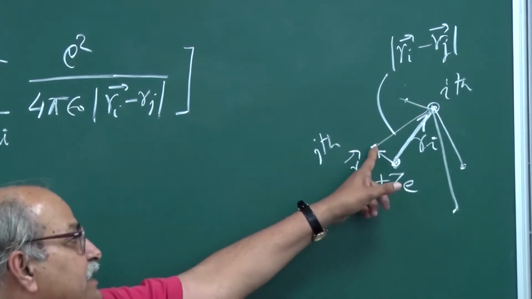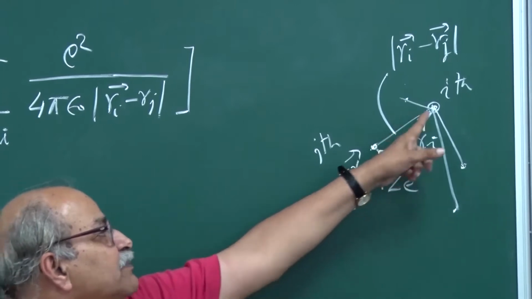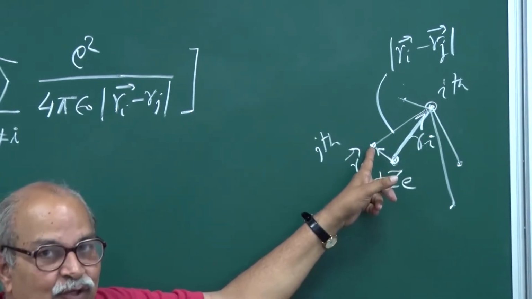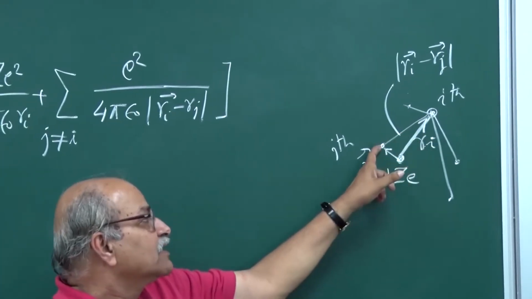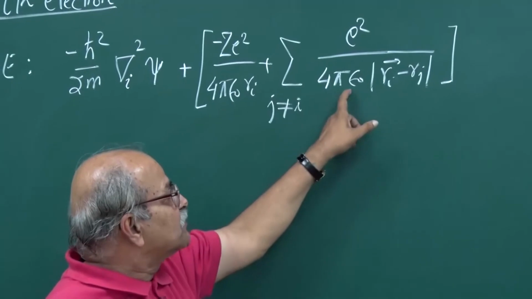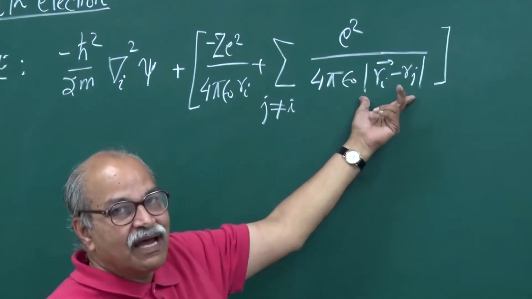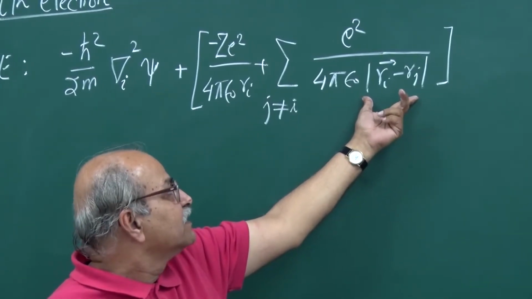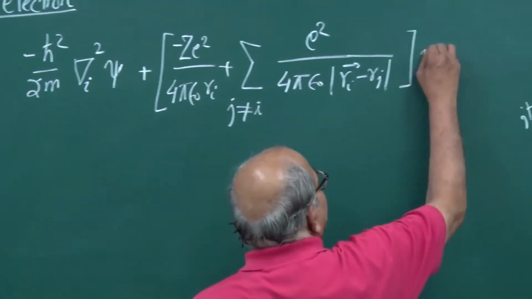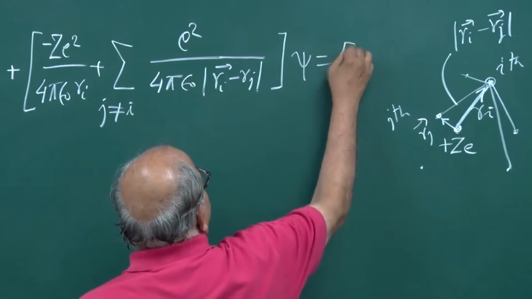And this is minus E charge here, this is minus E charge here. So the potential energy will be Q1 Q2, minus E into minus E, that will be E square divided by 4 pi epsilon naught, distance between the ith electron and jth electron. So this will be UR, and then you will have that wave function here and E psi here.